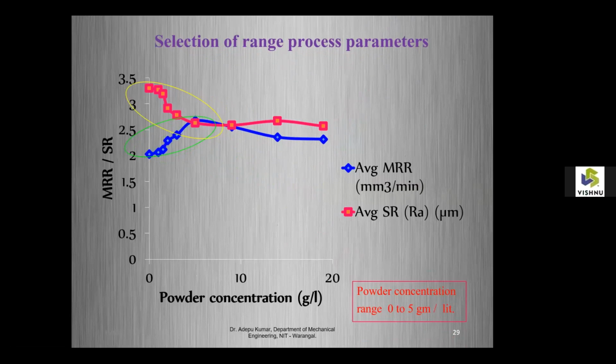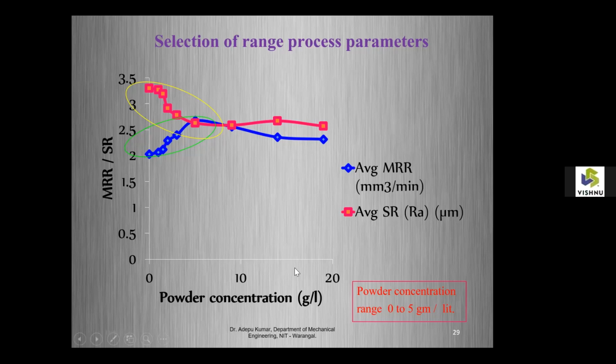Yeah, so this is one example. This is something one of my research scholars did during the EDM process. He had to fix the range of the powder concentration during the EDM process. With this one graph, I'll make it into a paper. How? Just listen.